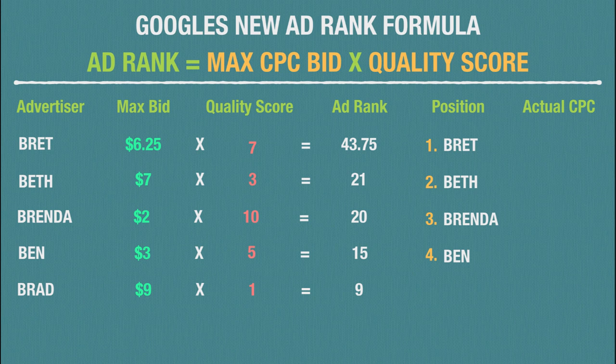So let's figure out what our guys and girls here would actually have to pay Google for an ad click. To figure out Brett's actual CPC, we take 21, which is the ad rank of the advertiser directly below him, and we divide it by 7. So Brett's actual CPC is $3. Beth's actual CPC is calculated by taking Brenda's ad rank and dividing it by 3, which is Beth's quality score, and that gives us an actual CPC of $6.66. And the same thing goes for Brenda and Ben, giving us an actual CPC of $1.50 for Brenda and $1.80 for Brad.